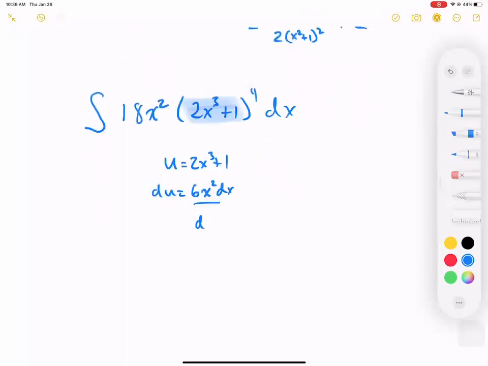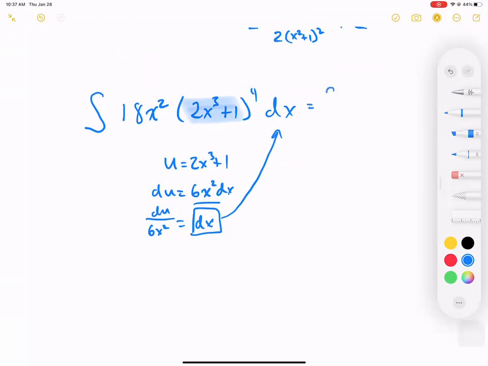We're going to rewrite this as dx is equal to du over 6x squared. Why? Because we want the dx. That's what we're going to replace here. So I'm going to replace this in multiple steps. You can just do this all in one step. I just want to show you where I'm headed here.